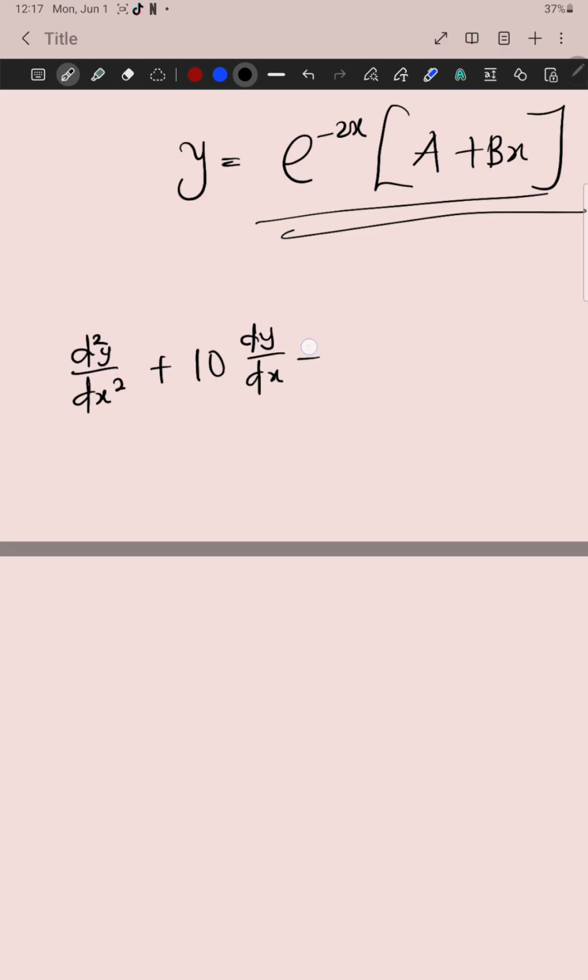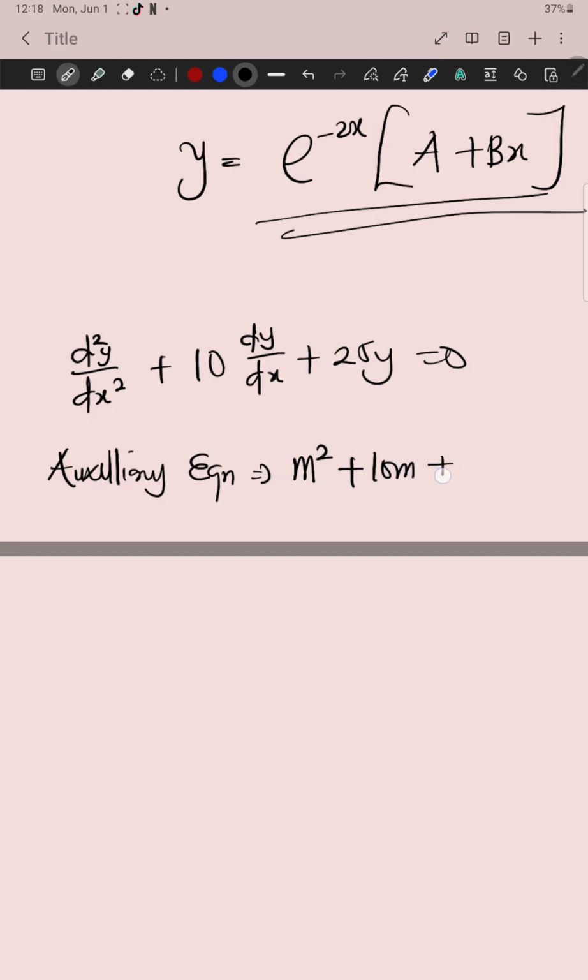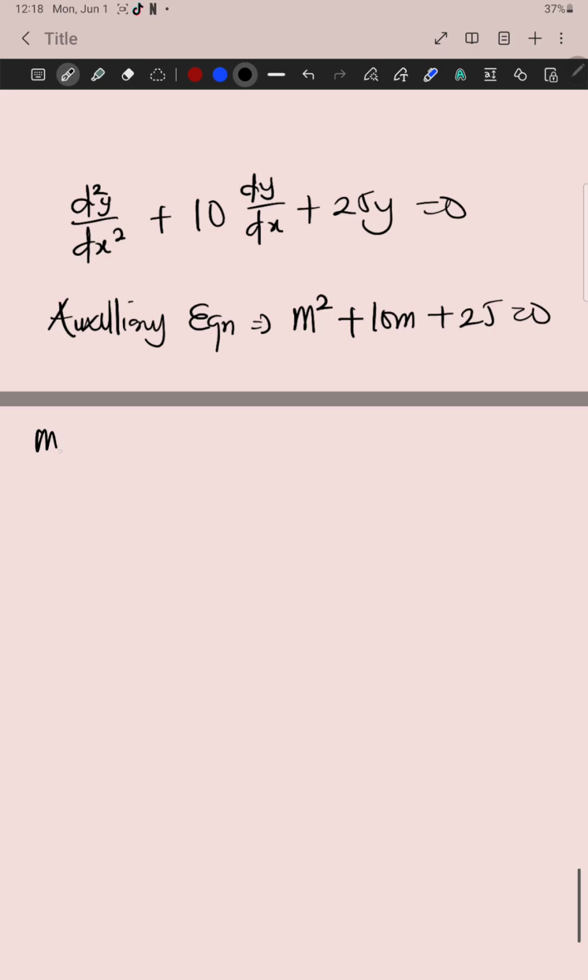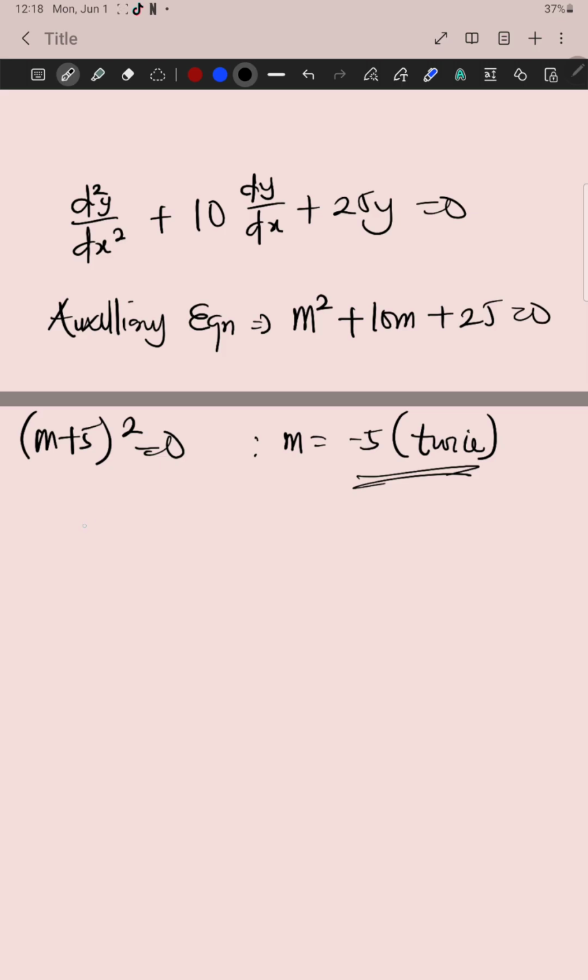Now, another example is if we look at d squared y over dx squared plus 10 dy over dx plus 25y is equal to 0. Of course, the auxiliary equation will be m squared plus 10m plus 25 is equal to 0. True or false? Yes. And so from here we have (m plus 5) squared is equal to 0. It means that m is equal to minus 5 twice. M is equal to minus 5 twice.